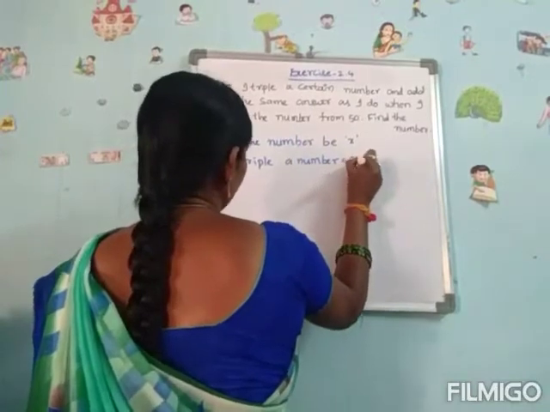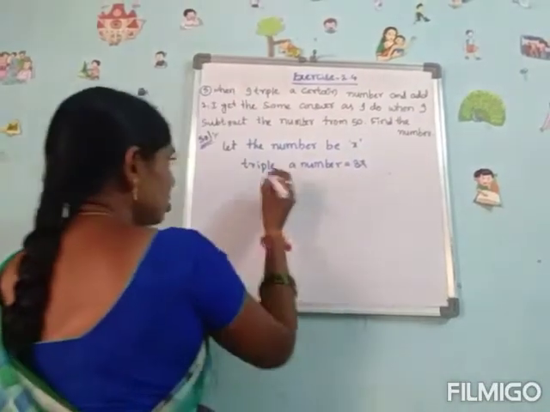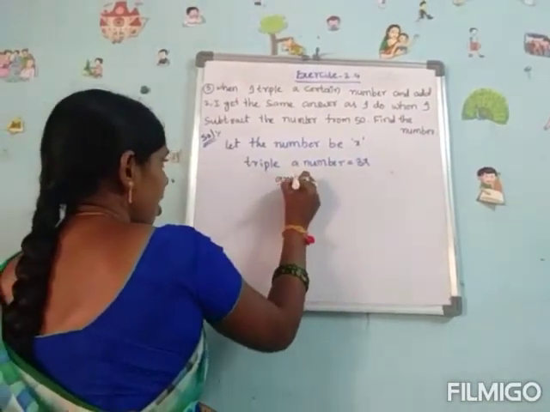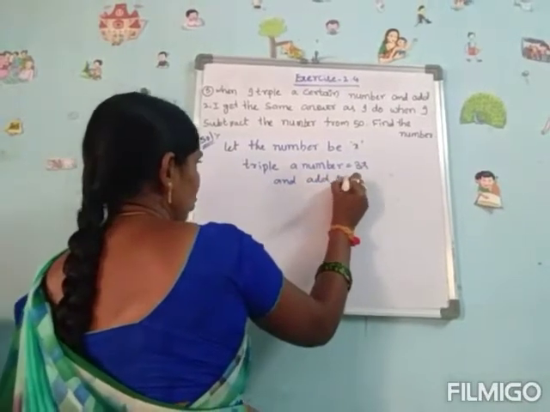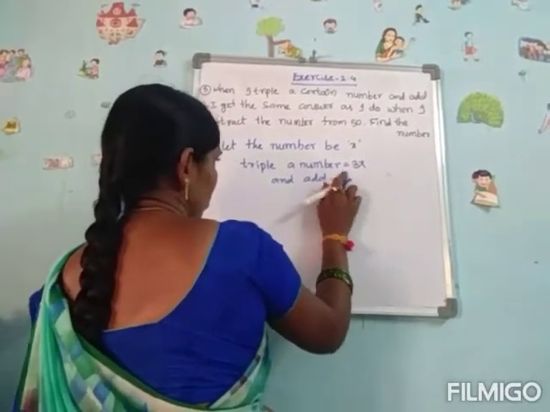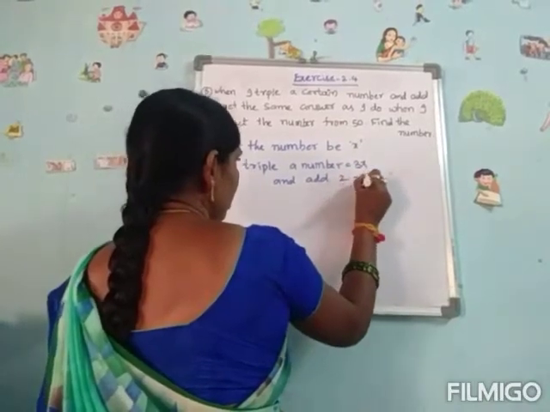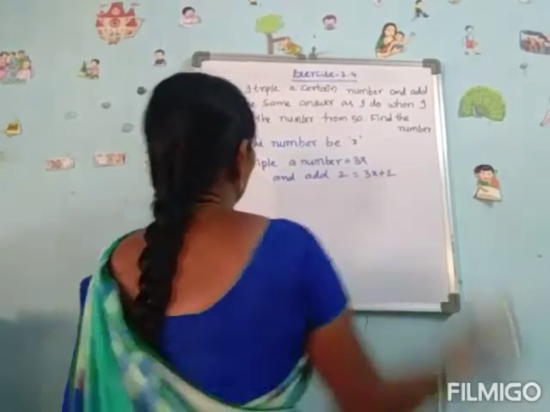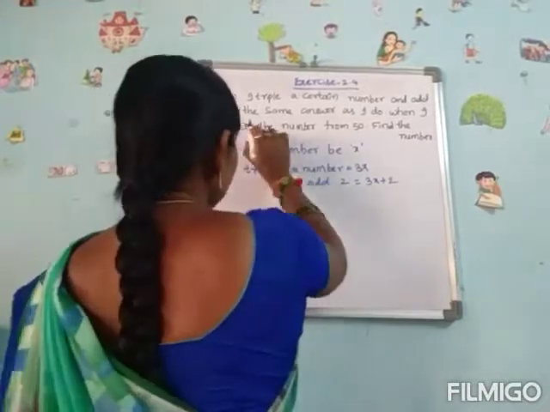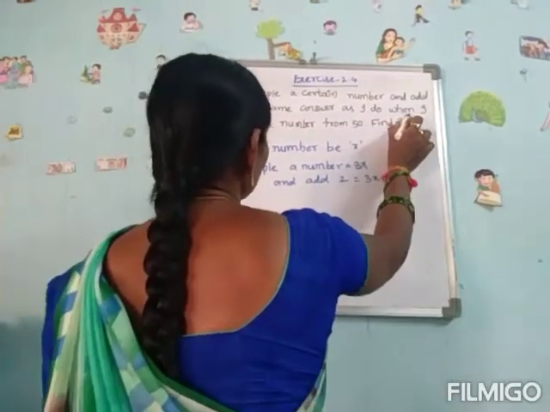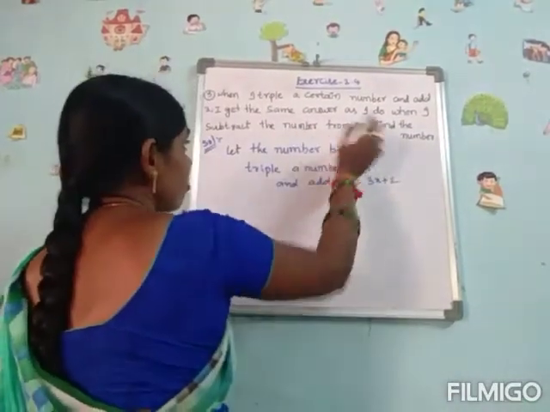Means 3x and add 2. So that is 3x plus 2. Okay. Next, the same answer I get when I subtract the number from 50.